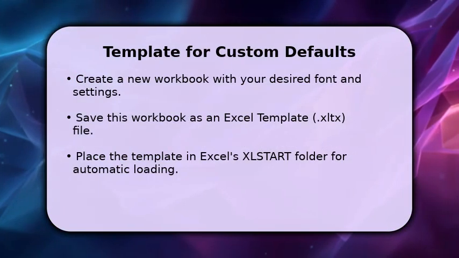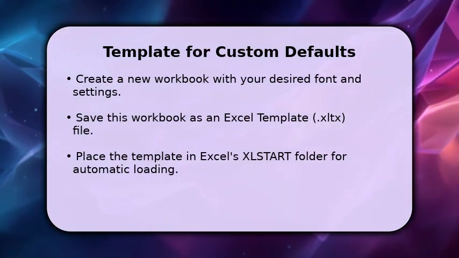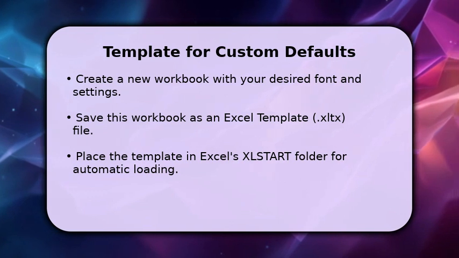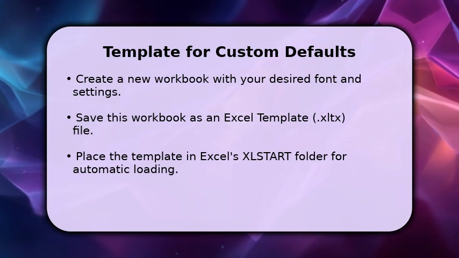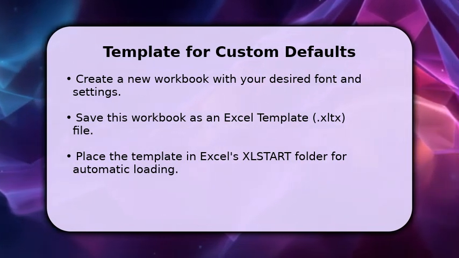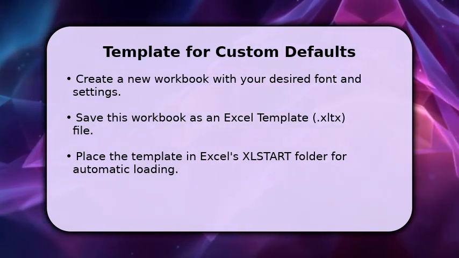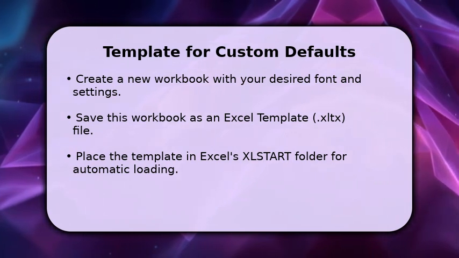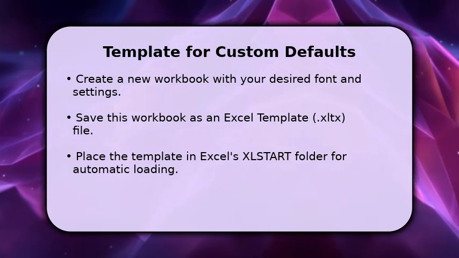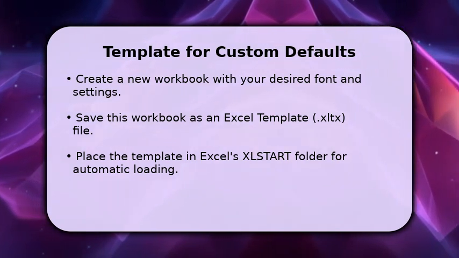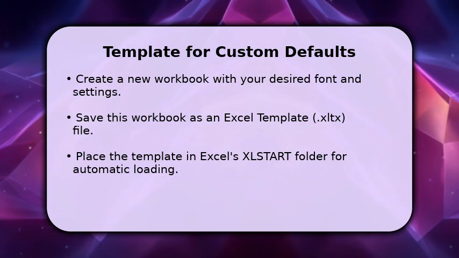For more advanced customization, you can create a new workbook, apply your desired font, size, and even other settings, then save it as an Excel template file. Name it Workbook and save it in the Excel Start folder, typically found within your Office group containers. This method ensures that every new workbook starts with your exact preferred layout, offering even greater control over your Excel environment.